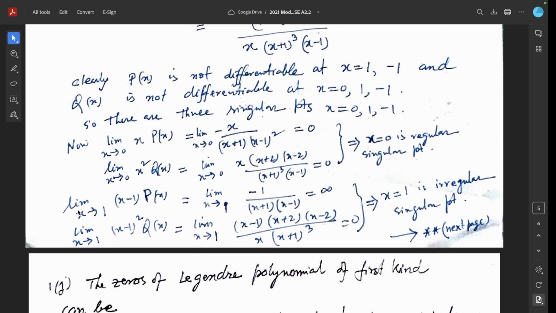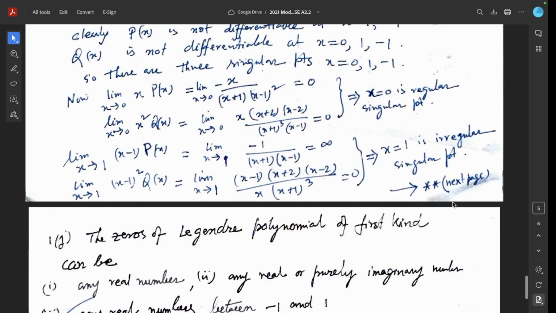And testing for x equal to 1, the limit as x tends to 1 of (x minus 1) p(x) exists finitely. Put x tends to 1, so 1 minus 1 is 0, and the limit as x tends to 1 of (x minus 1) whole square q(x) tends to infinity. So both do not exist finitely, because this exists finitely, but this does not exist finitely, it is infinite actually. So x equal to 1 is an irregular singular point.